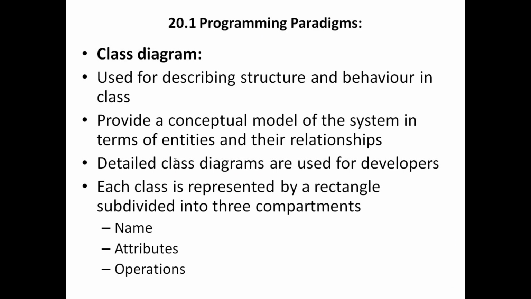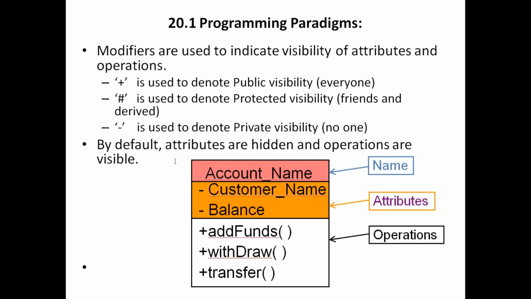One thing that we use in our paper as well is known as a class diagram. It is used for describing the structure and behavior of a class. It provides a visual conceptual model of the system in terms of classes and their distribution. Each class is represented by a rectangle, and it can have 3 components: a name, attributes, and operations.